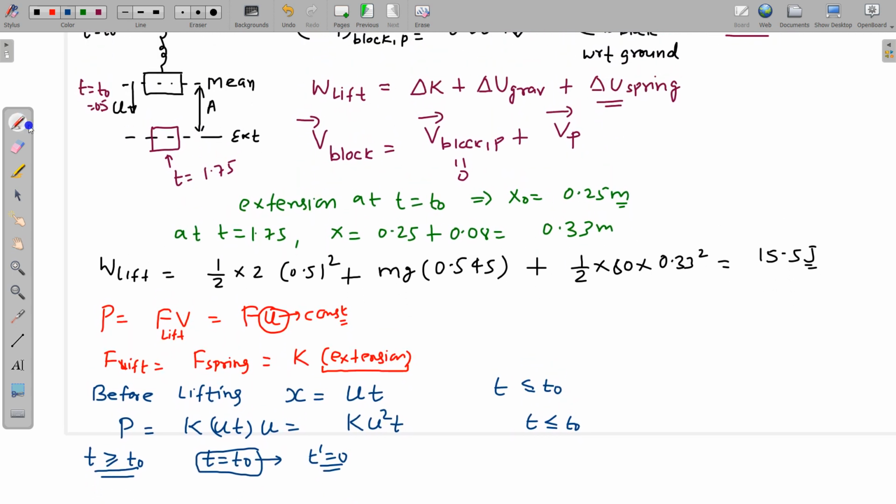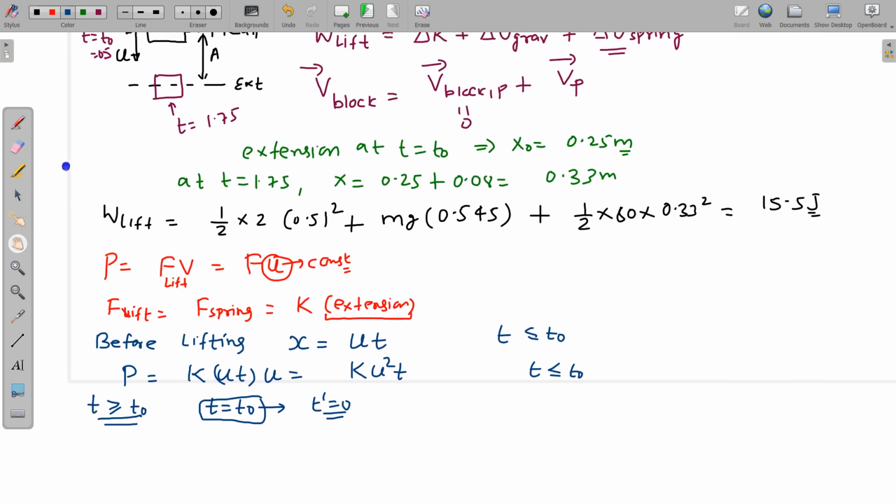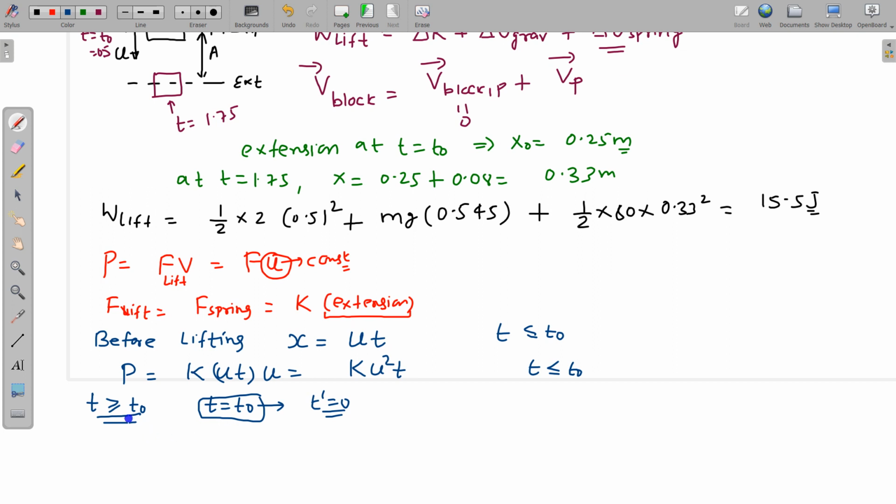So 0.25 plus the displacement of the block will be the extension in the spring, and that displacement is of the type a sin omega t. Let me write that. I am writing the extension for t greater than t naught, and I am denoting t is equal to t naught at t dash is equal to 0. This is the new time coordinate. So for 0.25 you can also write u t naught. So the extension is 0.25, that is u t naught, plus a sin omega t dash. Now as time t dash is just greater than 0, this term will be positive, and initially the extension is also increasing. So we have to use the plus sign here. So we are perfect: plus a sin omega t dash.